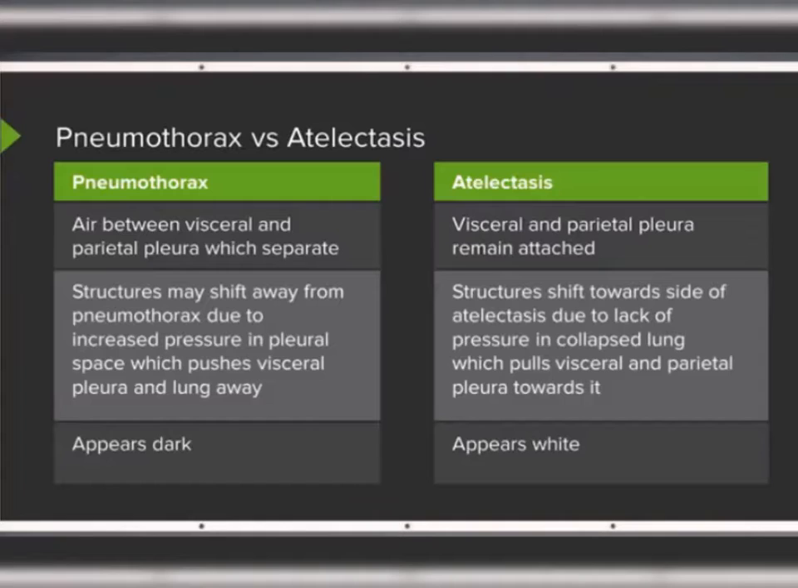So we've gone over some common findings associated with pneumothorax. Again, this is a finding that you really don't want to miss because when it gets large, it can lead to hemodynamic collapse.